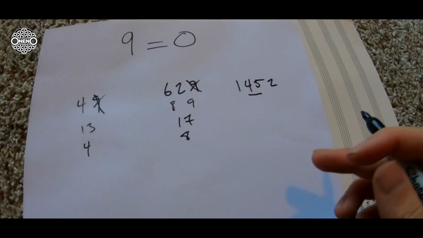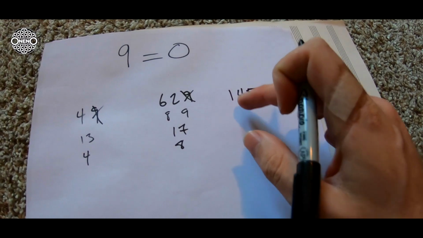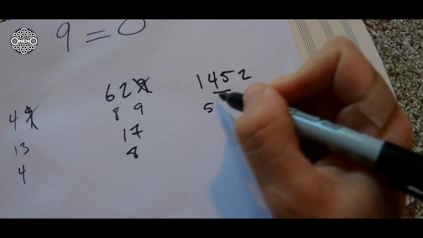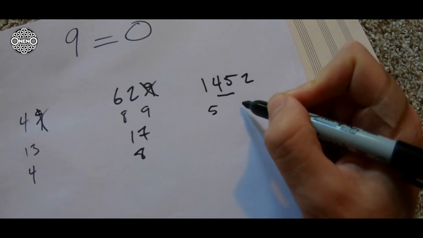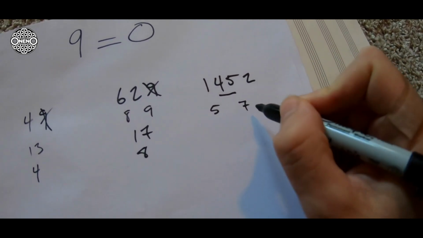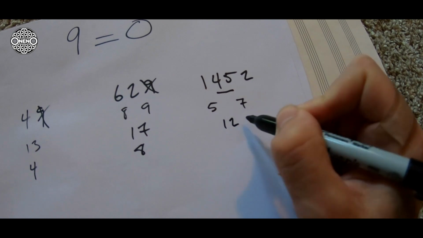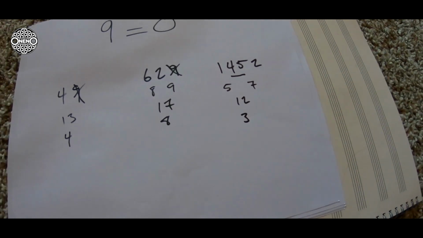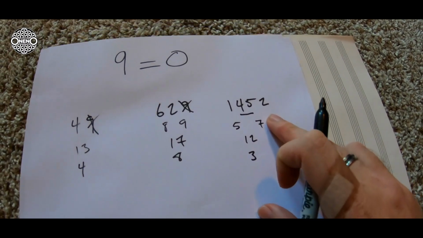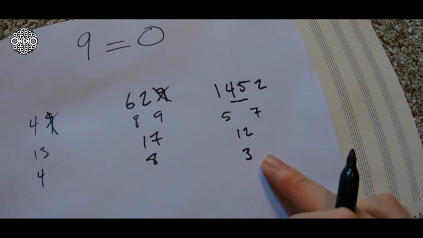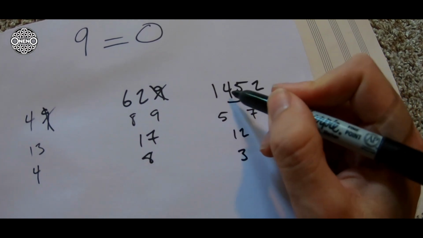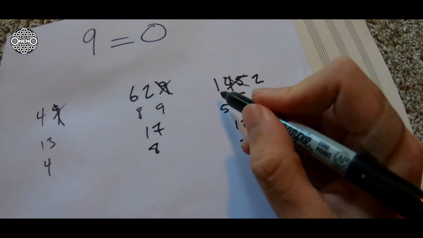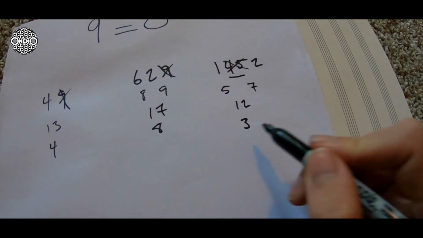So let's do it the traditional way, and then I'll show you how we could also treat this 9 like a 0. So 1 plus 4 would be 5. 5 and 2 would be 7. These two together would be 12. And 1 plus 2 would give us 3. So we now know that our total for these 4 numbers is 3. But check it out. If we had noticed right here that 4 plus 5 equals 9, we could have just cut those out. We could have added 1 plus 2, and we would have got 3.